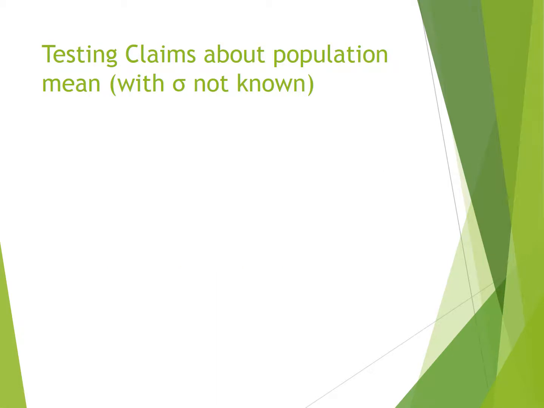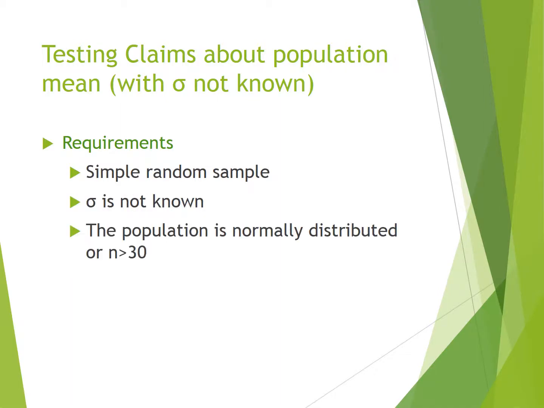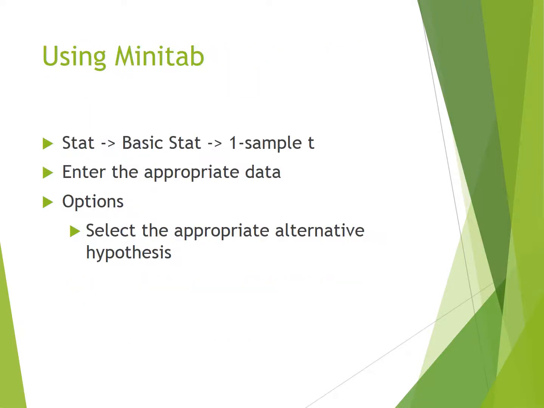Then we're going to do the same thing we did with confidence intervals. We are going to go to the t distribution in the 1 sample t. Stat, basic stat, 1 sample t, enter the appropriate data, make sure you select the appropriate alternative hypothesis, which matches this mathematical symbol for the alternative hypothesis, which will either be not equal to, greater than, or less than.